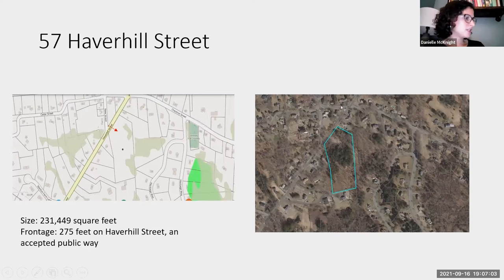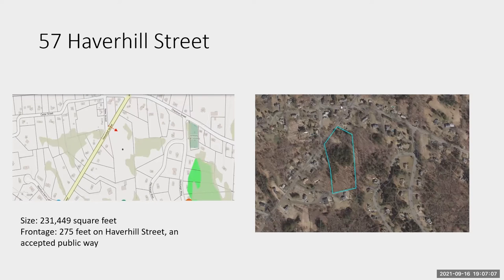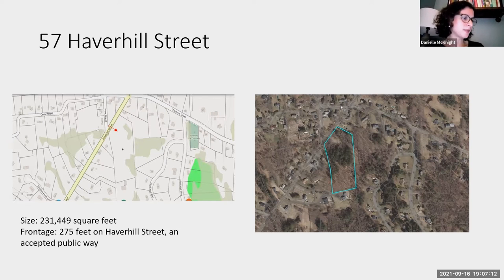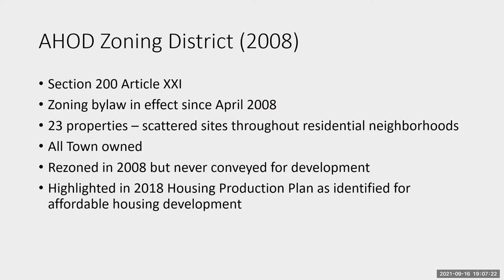57 Haverhill Street is a site that belonged to RMLD before the town acquired it in a land swap. There are a few areas of wetlands around the front and southeast side of the property, so any placement of homes and septic systems would need to take those into account with a Conservation Commission filing anticipated depending on the placement of a home or homes.